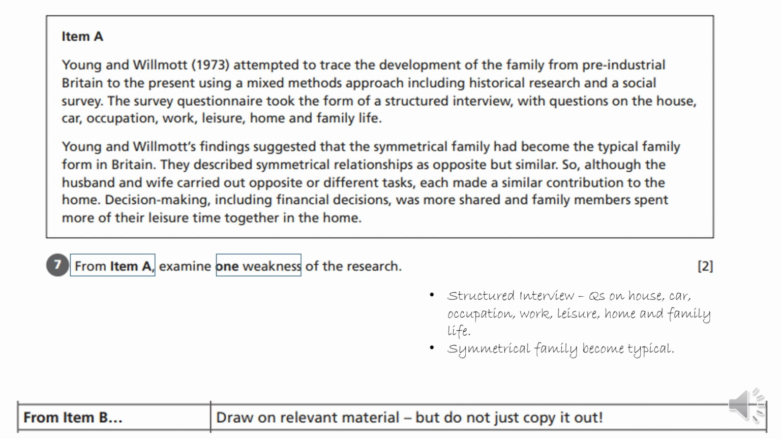There's also a lot of discussion within the item and Young and Wilmot's research about the symmetrical family becoming more typical. We also see here the discussion of, within a symmetrical family, similar contributions being made within the home by both partners. So we need to think about the weaknesses here. What weaknesses do we have maybe to a structured interview? You could perhaps talk about the idea of historical research and then a brand new social survey and how there might be differences between the two methods of capturing data. That might be useful to talk about.